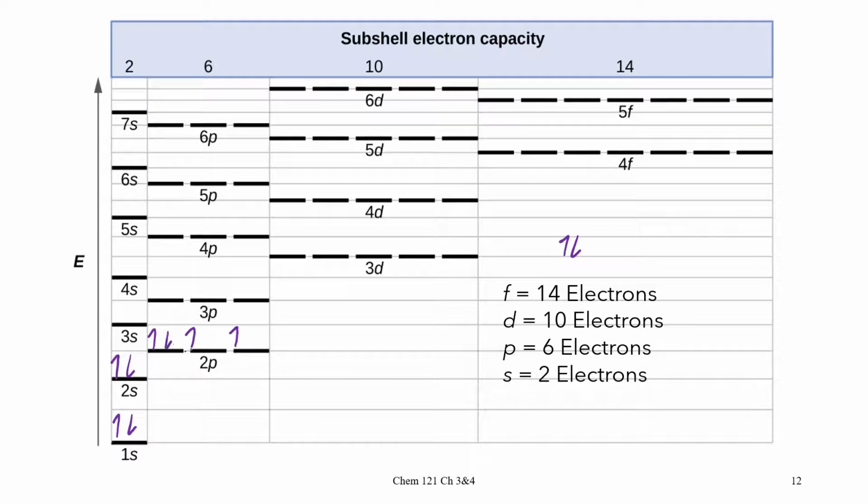So for example, if we went all the way up to 4s, 1, 2, 3, 4, 5, 6, 7, 8, 9, 10, 11, 12, 13, 14, 15, 16, 17, 18, 19, 20. And so you fill the row first with up arrows and then go back to fill them with down arrows while you're counting up to that number of electrons for that given element.